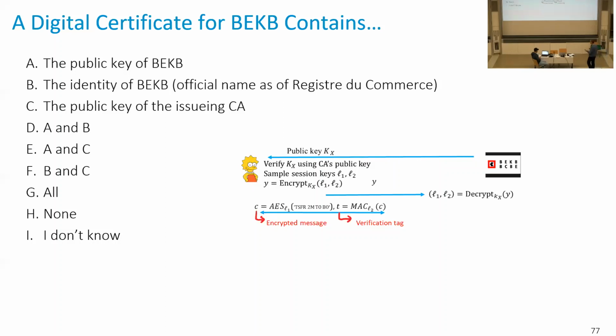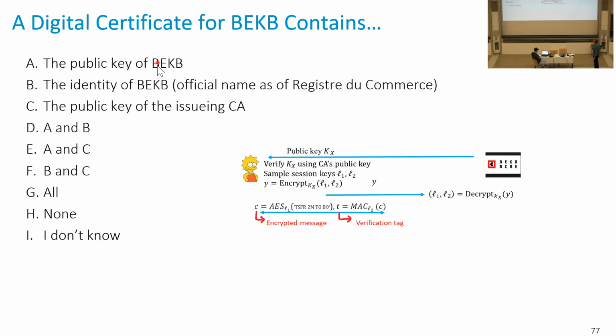The majority says D, which is the correct answer. We need the public key. We need also the identity, something that allows us to verify that what we will check from the certificate corresponds to what is given here. So for example, for commercial entities, it is their name.